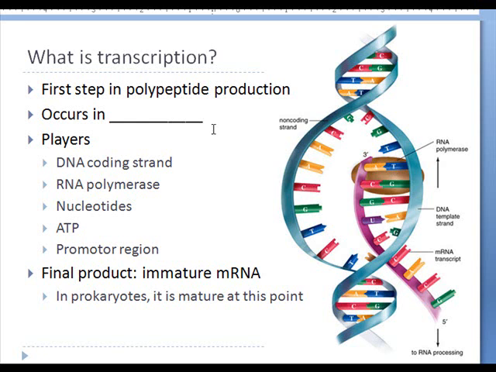The first step in polypeptide production occurs mainly in the nucleus. You must remember that this is taking place in the nucleus, so that's where the whole process will begin. There are certain key players or components that help this process start and complete. The first thing you must have is a DNA coding strand. The DNA coding strand is your template strand.